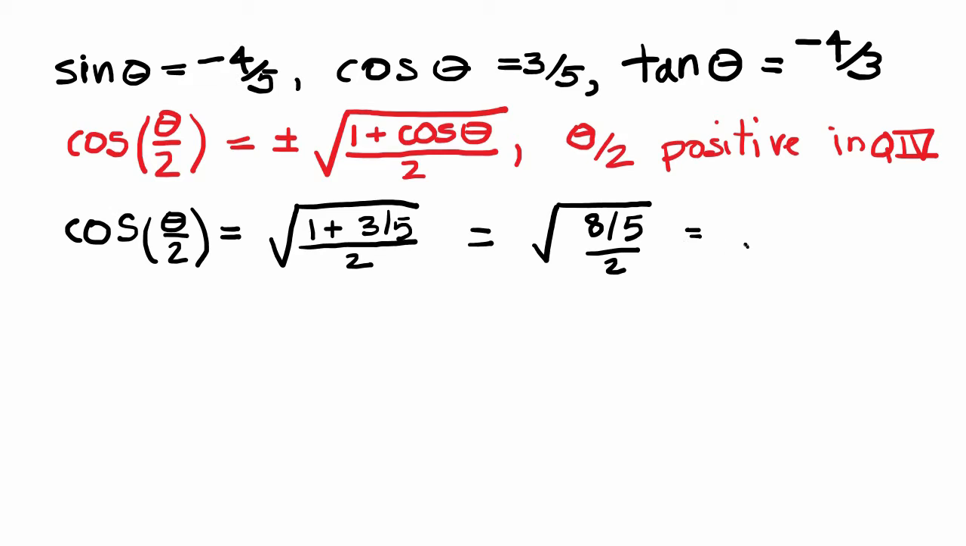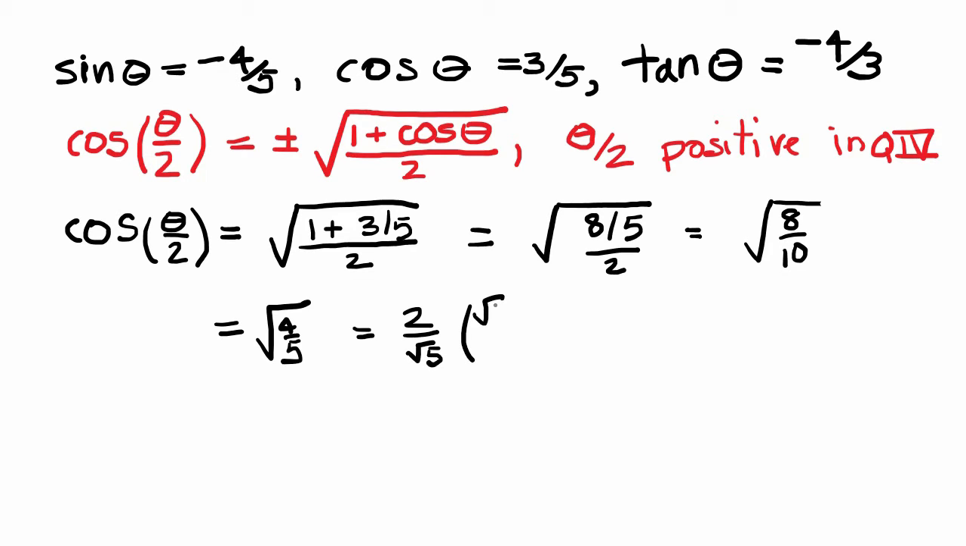and that of course will be the square root of 8/10, and that's the square root of 4/5. By the time I've simplified, that'll give me 2 all over the square root of 5. I'm going to have to rationalize the denominator. We don't like to leave radicals in our denominator. So we have 2 times the square root of 5 all over 5, and that's the exact value for the cosine of theta over 2.